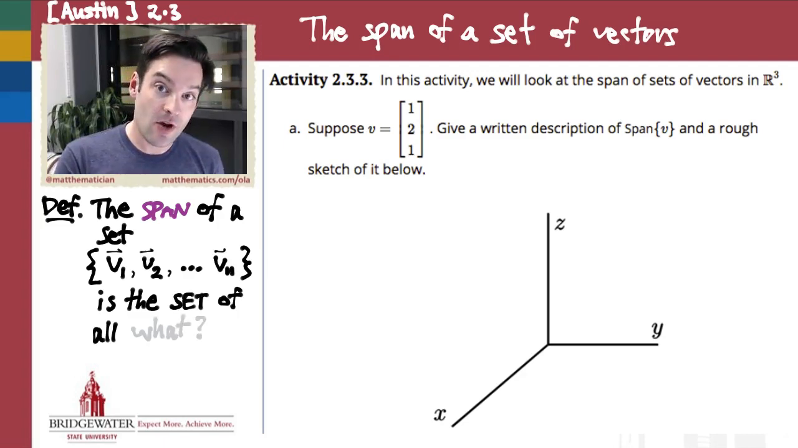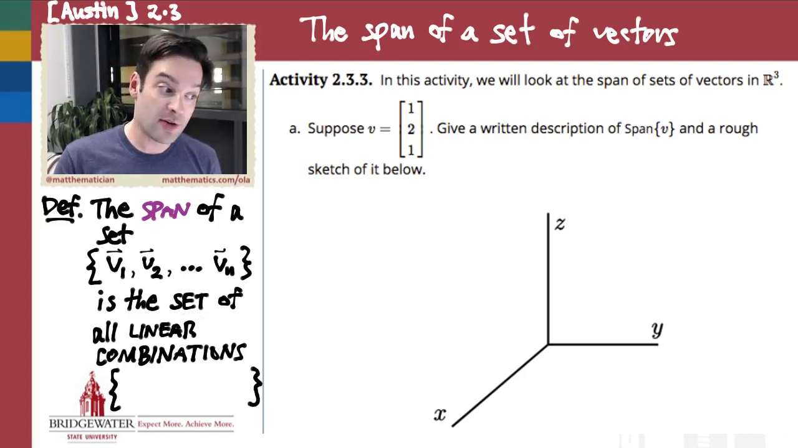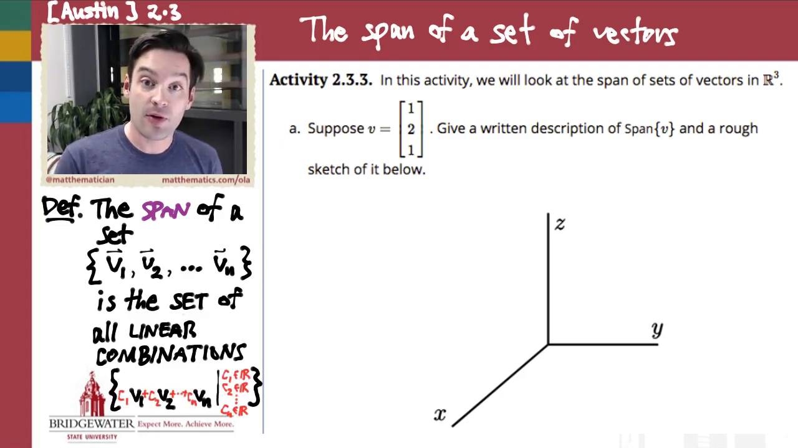And it's the set of all what? How does that set relate to this set of vectors? It's the set of all linear combinations of those vectors. Remember, linear combination is the operation that makes linear algebra run. And so when we say the span of a set of vectors, it's the set of everything that we can make out of those vectors via linear combination.